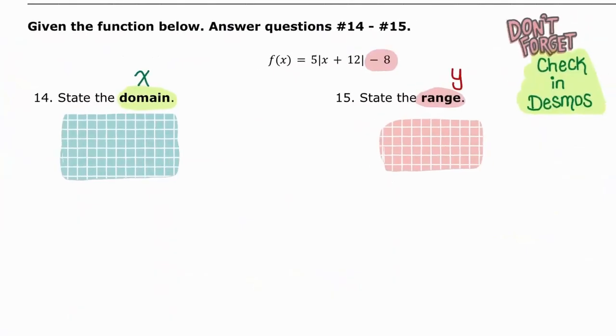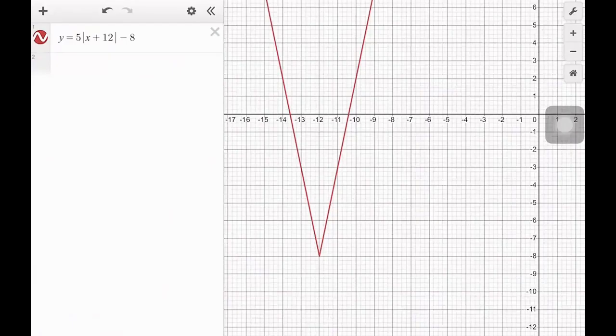All right, this last one we're going to do together. So this one is asking you about domain and range. So first thing I'm going to do is graph that picture in Desmos, and then I'm going to take a closer look at the domain and range. Okay, here is that equation in Desmos. So here I can see that I've got a vertex right down here at -12, -8.